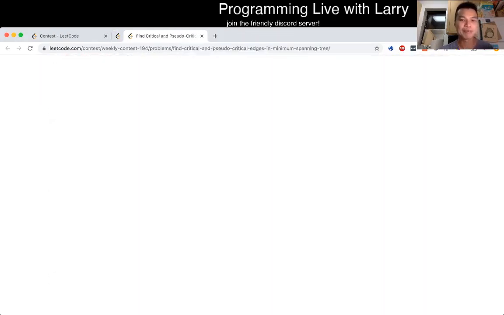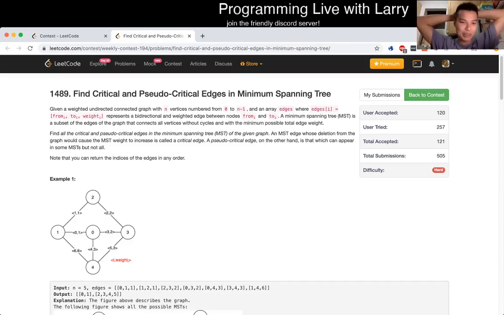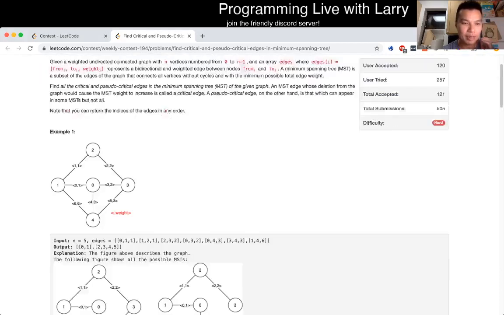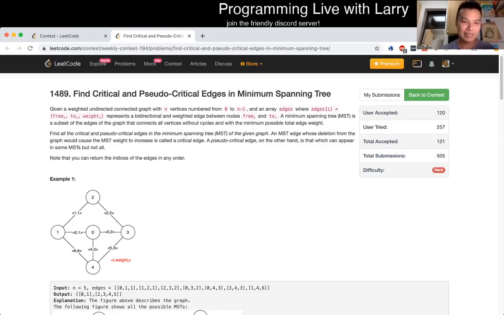That's right for this one. Find critical and pseudo-critical edges in minimum spanning tree. Okay. So, what is there to say about this one?